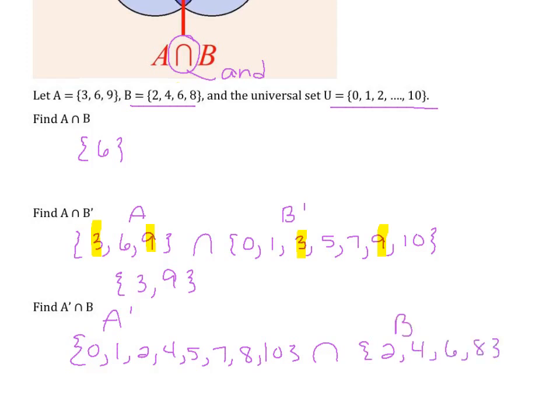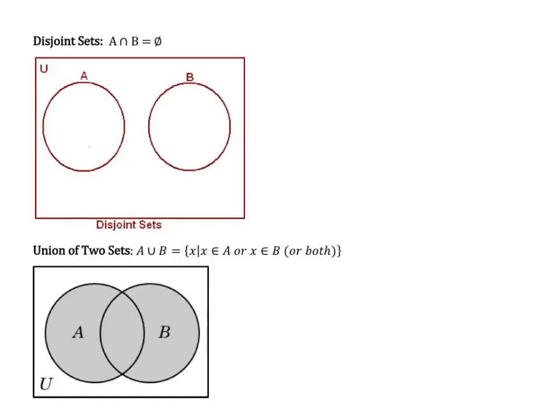And we want to determine what they have in common. It looks like they have 2 in common, 4 in common, and 8 in common. So their intersection is 2, 4, and 8. Now, disjoint sets: if we were to try to intersect them together, notice that in our universal set we have set A and B and they don't overlap. So disjoint sets means they have no elements in common.